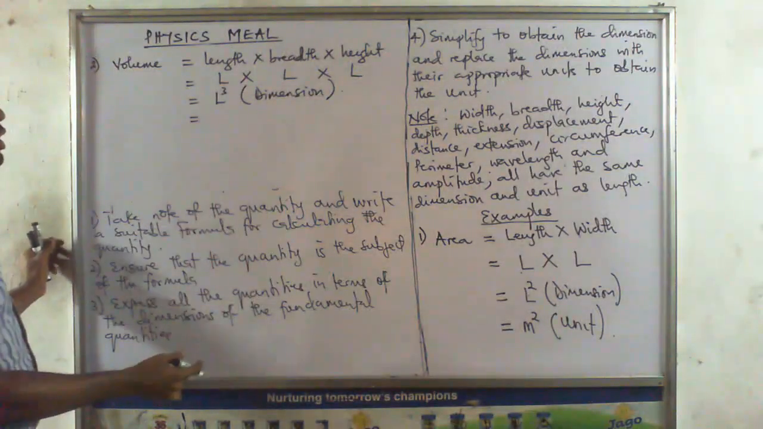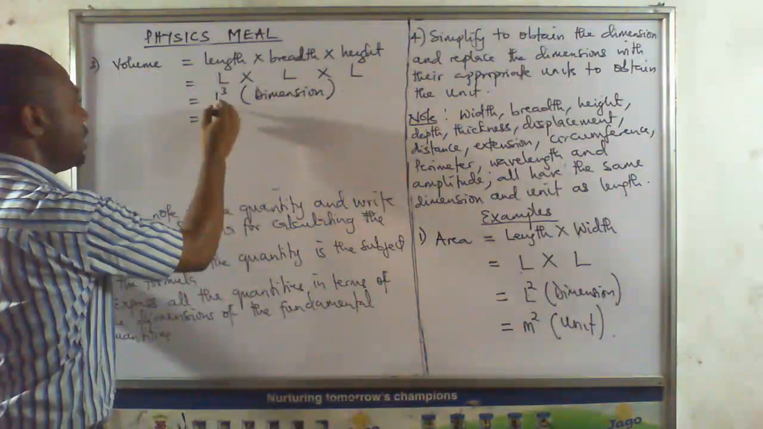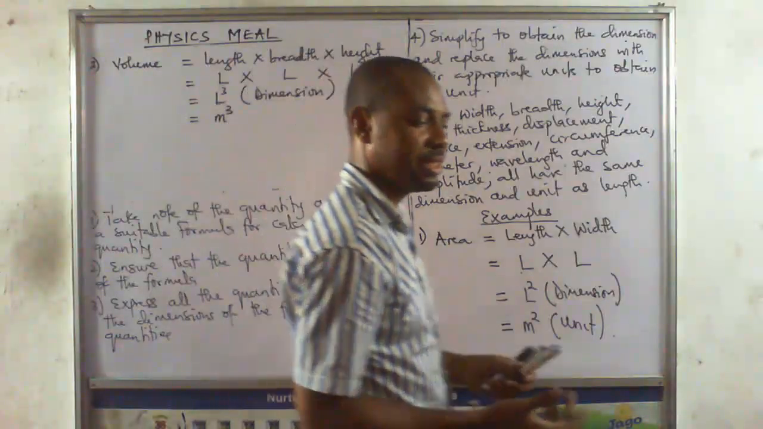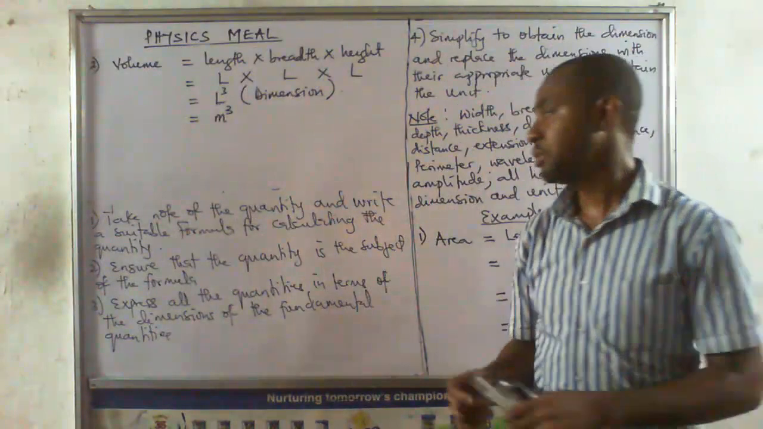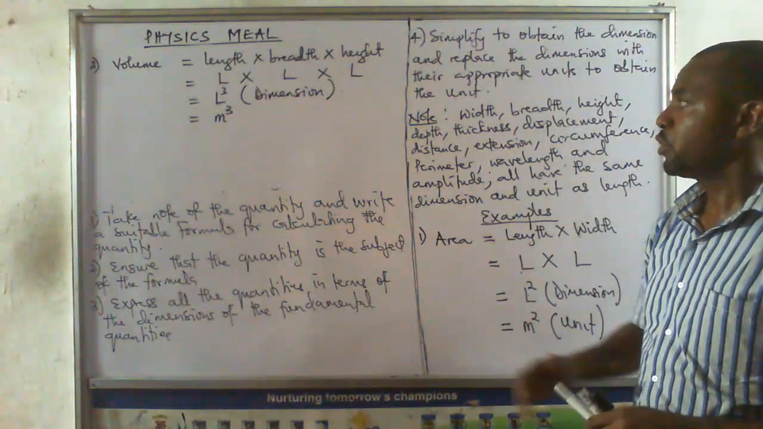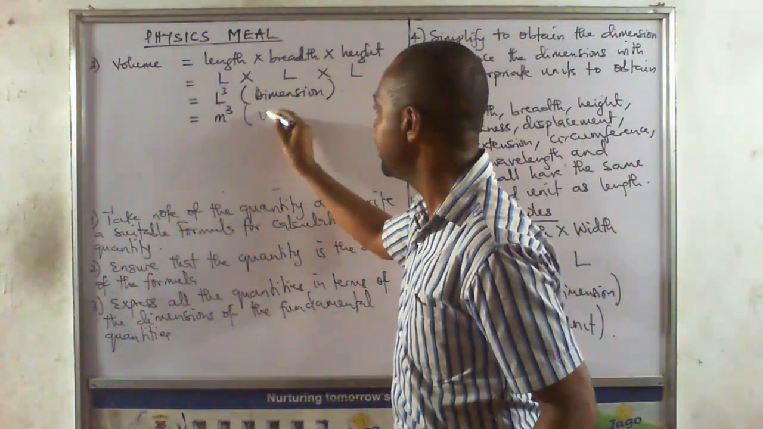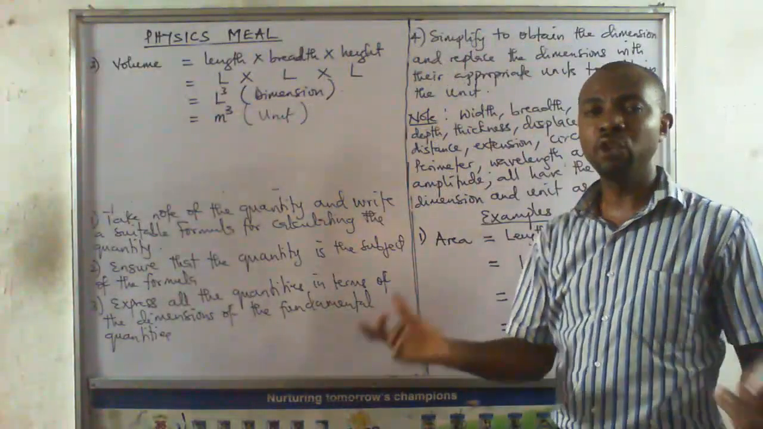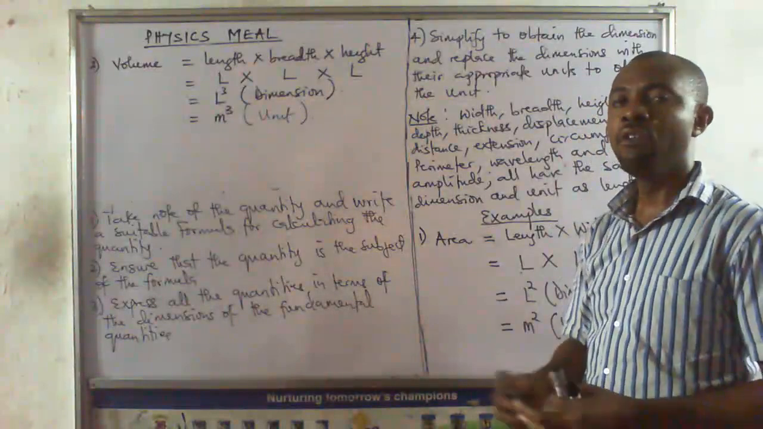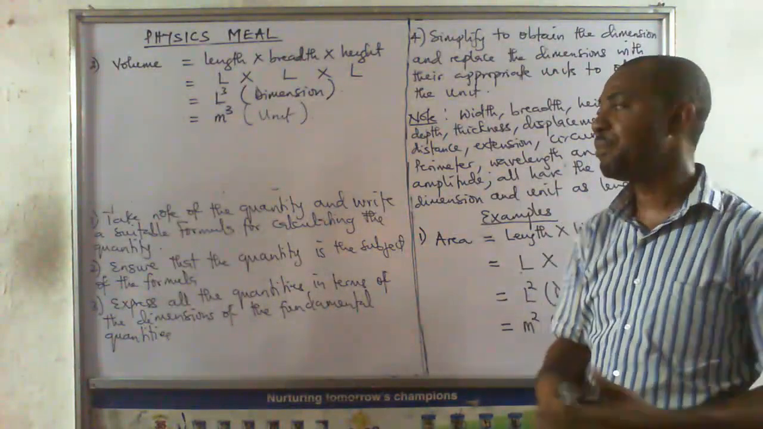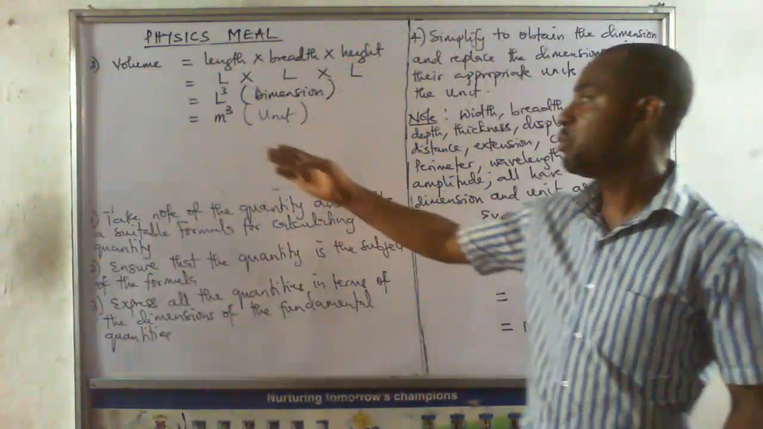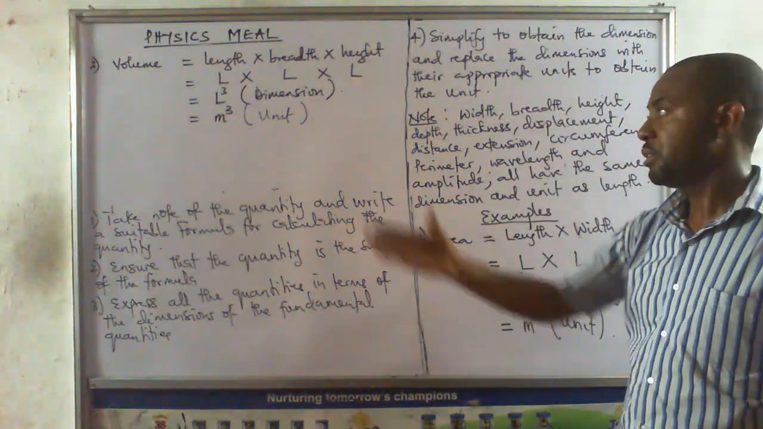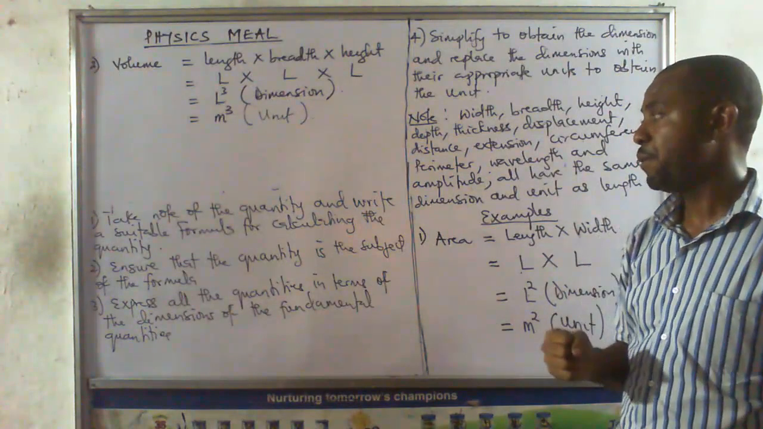And then in terms of units, length is measured in meter. So this is going to be what? Meter cube. So the dimension of volume is length raised to power 3, that's length cube, while the unit is meter cube. That's why when we calculate volumes of shapes, volume of cylinder, cone, cuboid, sphere, pyramid, at the end of the day, we usually insert the unit, meter cube or centimeter cube. That's how we obtain that particular unit.